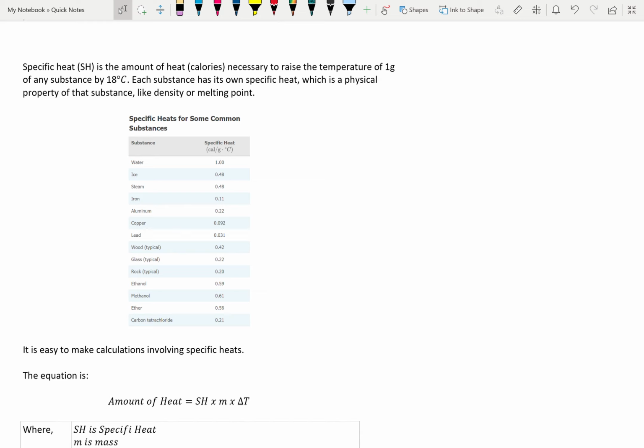Water specifically has a specific heat of 1 calorie per gram Celsius. As you see, ice is still H2O, but the specific heat changes because ice is a different phase. The specific heat for ice is 0.48, and same for steam, 0.48.